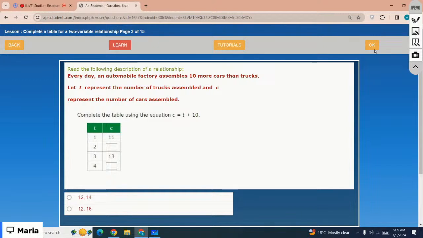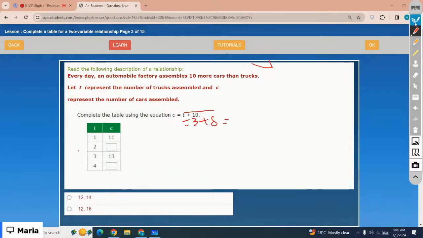Every day, an automobile factory assembles 10 more cars than the trucks. Let T represent the number of trucks assembled and C represent the number of cars assembled. Complete the table using the equation C equals T plus 10. So the equation you are given is C equals T plus 10, right? So just look at the table. You have to find the value of C for T equals 2 and T equals 4. So one by one, replace the T with the values, that is 2.